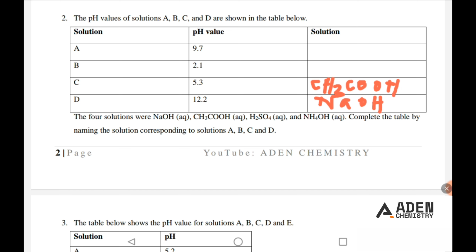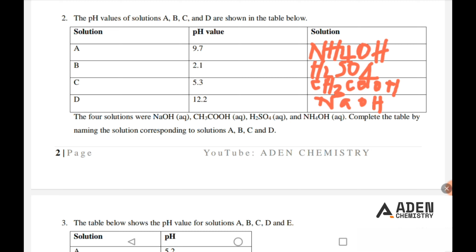Then we proceed to sulfuric acid. Sulfuric acid is also an acid, so it's a strong acid. And we said a strong acid will be for 2.1, so we're going to write sulfuric acid, the H2SO4. So we proceed with the ammonium hydroxide. That's a base and it's a weak base, so we're going to put in the solution A there. So we're going to write ammonium hydroxide the way it's written there. So we are done with that example number 2.